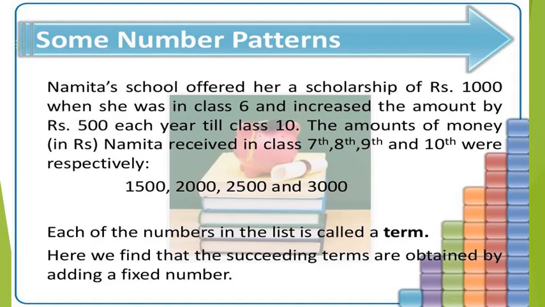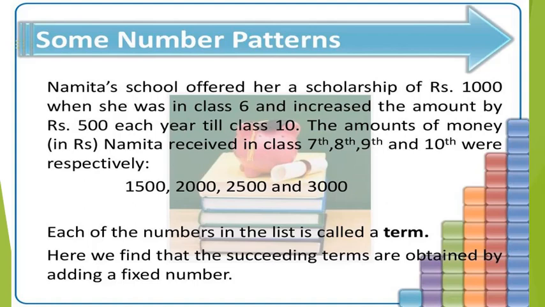In our previous slide, we have seen patterns based on designing. Now, here in this slide, let's have a look at some number patterns. I am going to explain this concept with the help of an example. Namita's school offered her a scholarship of rupees 1000 when she was in class 6th and increased the amount by rupees 500 each year till class 10th. So the amounts of money in rupees Namita received in class 7th, 8th, 9th and 10th were respectively rupees 1500, rupees 2000, rupees 2500 and rupees 3000.